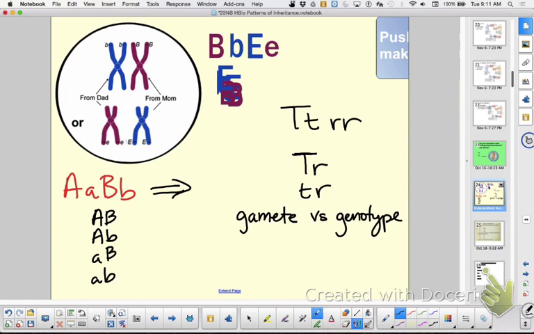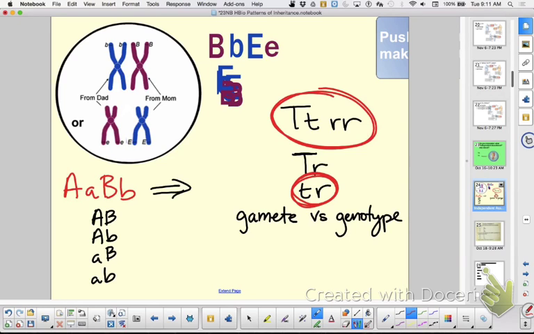Gamete. Okay, so what is this right here that I've circled? A gamete or a genotype? It's a gamete, yes. Why is it a gamete? I only have one type of T. I only have one type of R. I don't have the homologous pair. So it's a gamete. Whereas this is a what? Genotype. Because I have the homologous pair.